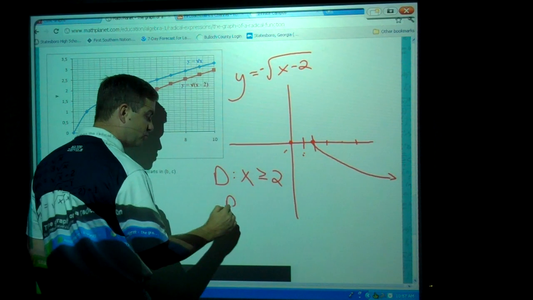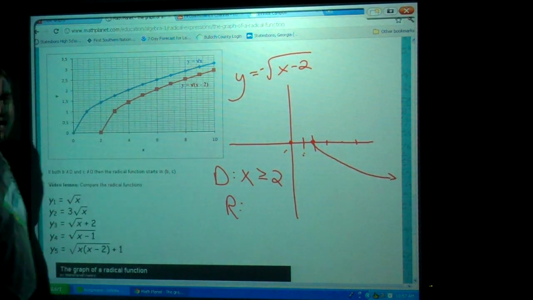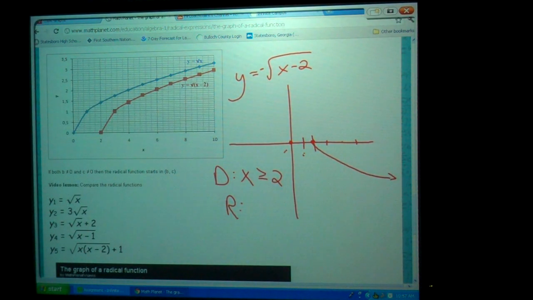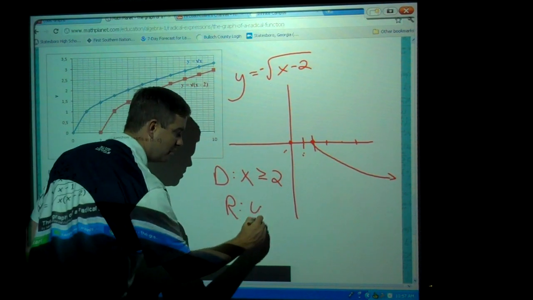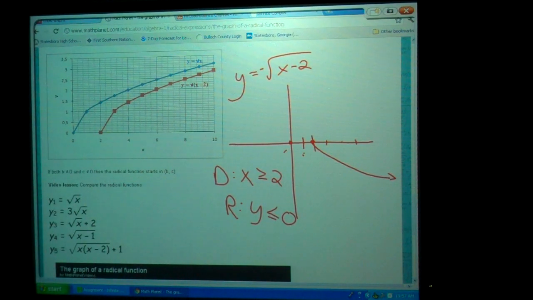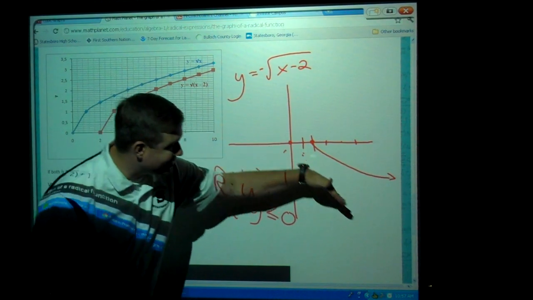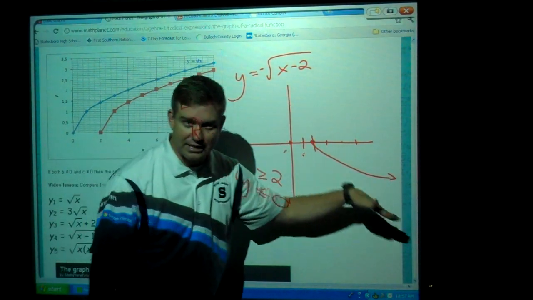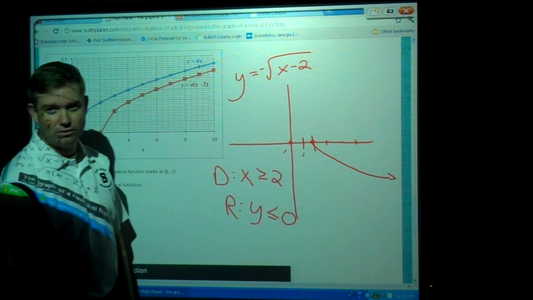You better have these examples written down. How about the range on this problem? Tricky, tricky. Less than or equal to 0. Outstanding. Very good. Why is it less than? Because it's all these values. It's down here in quadrant 4. Down, down, down. Okay. Questions?